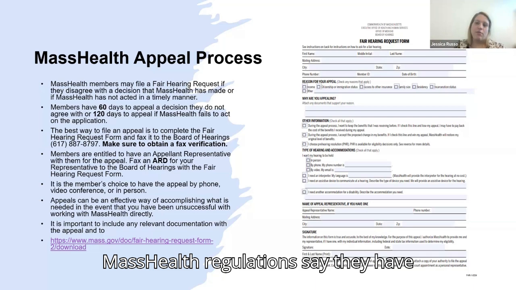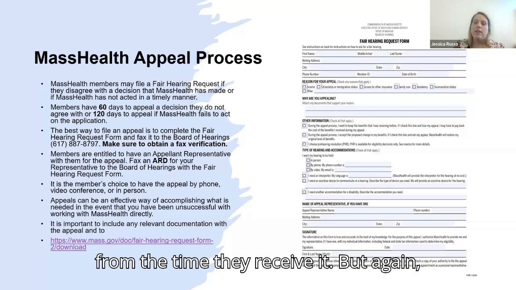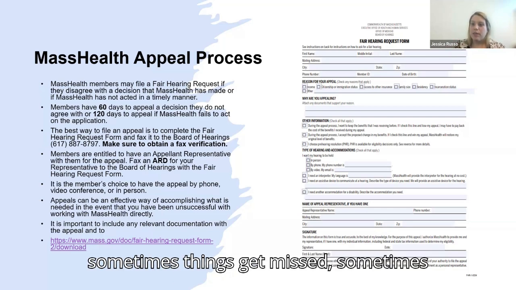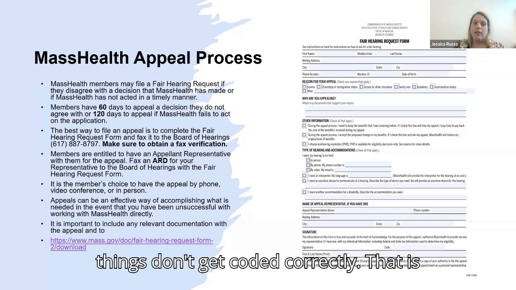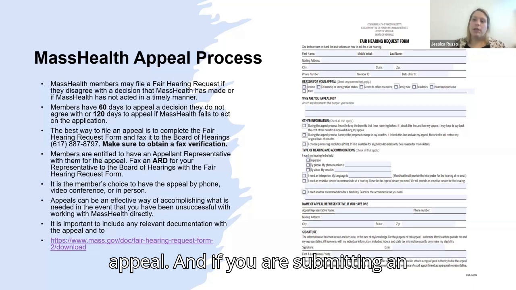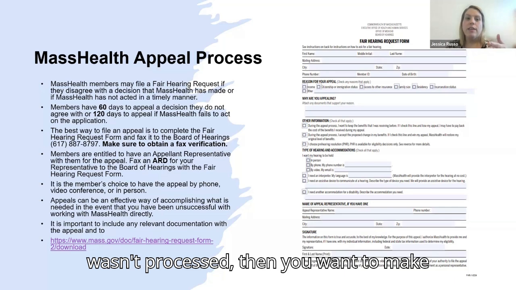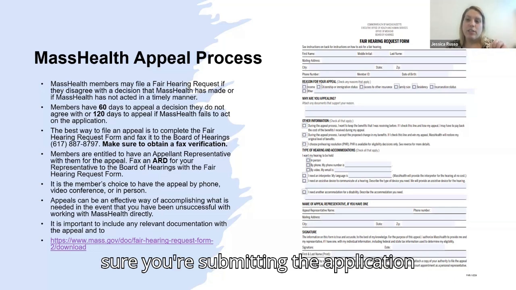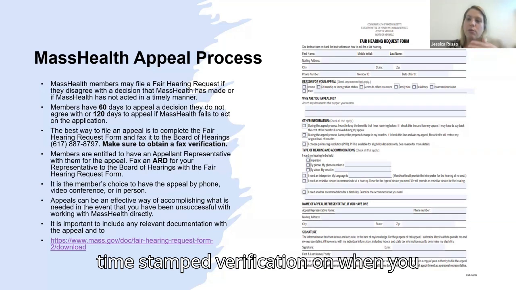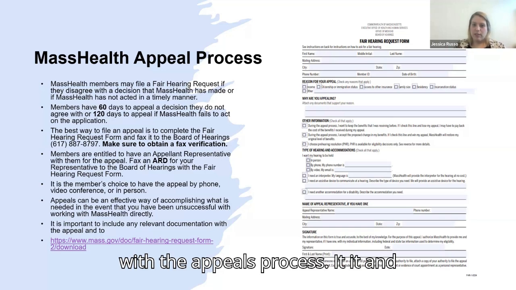MassHealth's regulations say they have 45 days to process an application from the time they receive it. But again, they're very busy. Sometimes things get missed, sometimes things don't get coded correctly. That is one of the times where you may submit an appeal. And if you are submitting an appeal because an application wasn't processed, then you want to make sure you're submitting the application that you sent to MassHealth with that time-stamped verification on when you faxed it to them, because that will help with the appeals process.